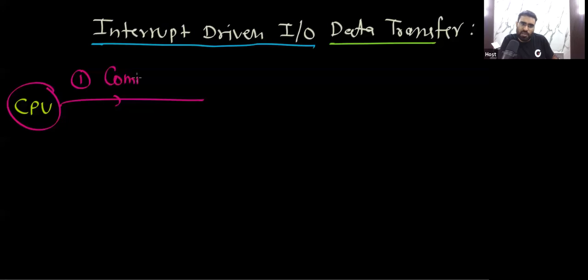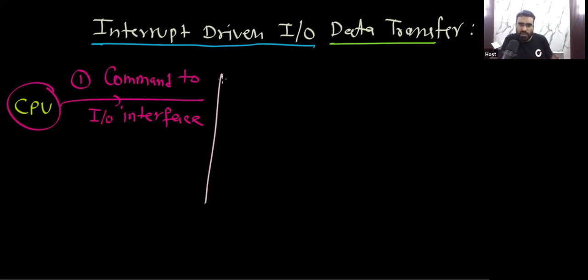So what will happen? Very simple. What is the first step? Tell me. The first step is the CPU will give the command to the interface. Yes or no? This is the first step. Let's assume for example, if I give you some task, I will give you a command to do the task. So the command will be given to the IO interface. This command will go.